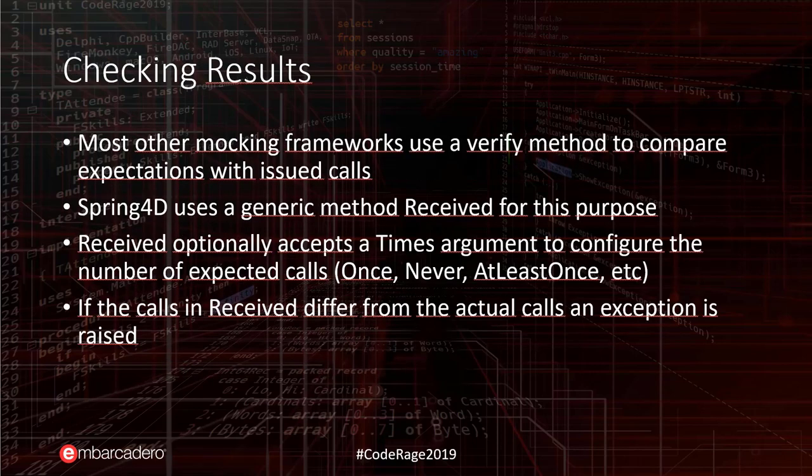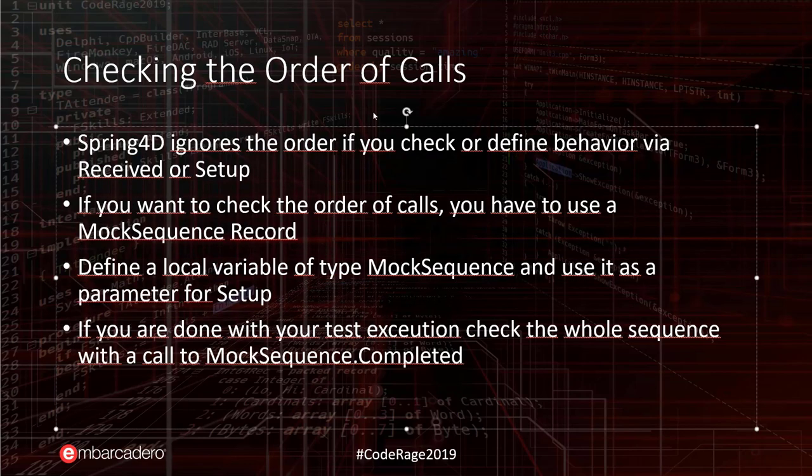We have talked about the mock behavior in the sample, and we have talked about checking the results already. And there's one point left I want to talk about, the order of calls. If you have Spring4D and are checking three or four methods, and you want to check for a special order in which the calls are issued, you need another record, mock sequence. Just define a local variable of this kind of type and pass it as a parameter for setup. And then if you're done with your execution of code, you can check the completed method of the mock sequence record to see if every method call has been done in the right order.